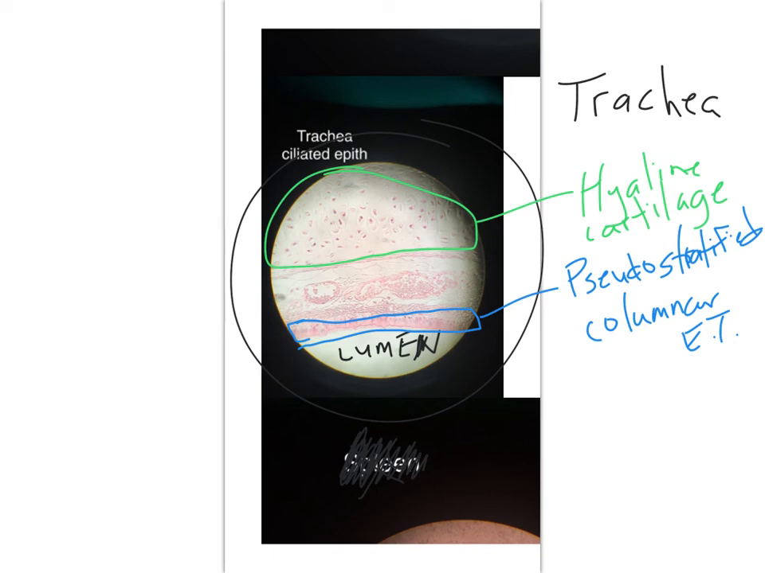Okay, so those are the terms you want to know for the trachea. Again, that's our lumen, the open space. Our row of cells here with cilia, they are the pseudostratified columnar epithelial, and then the hyaline cartilage.